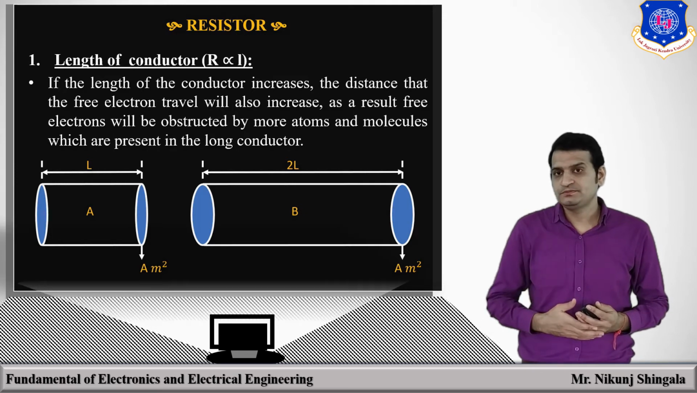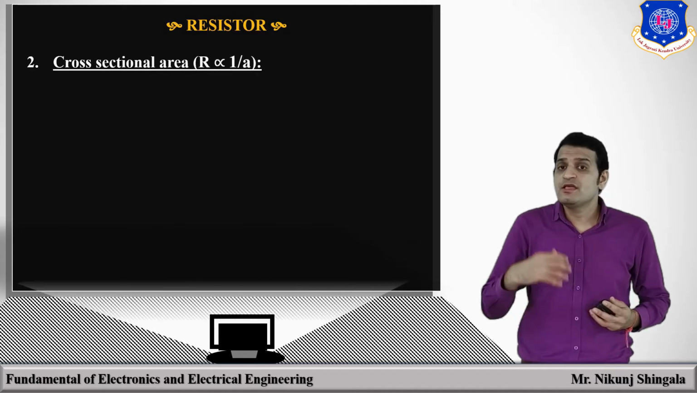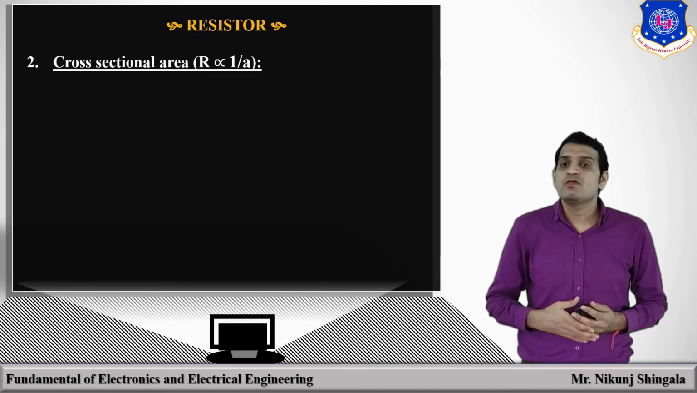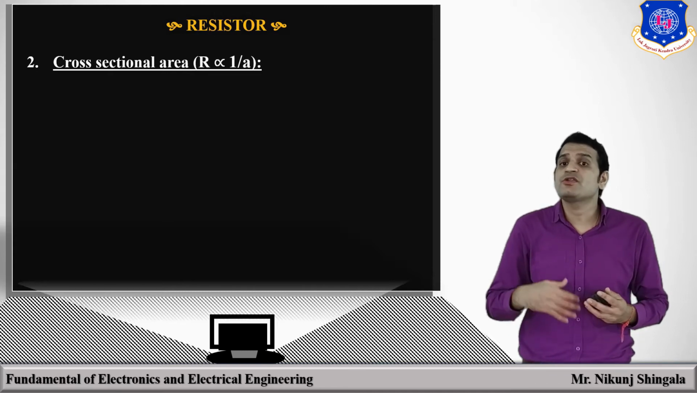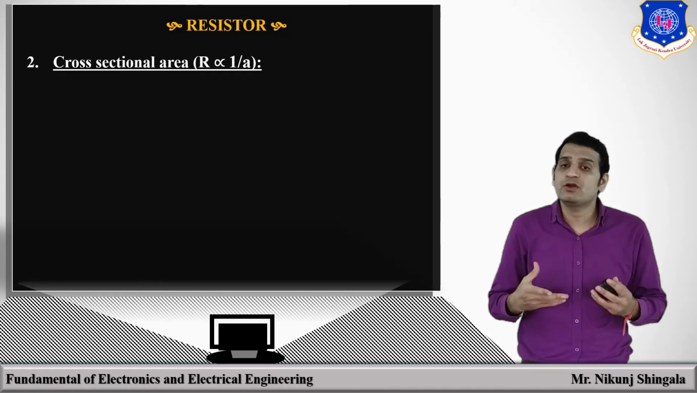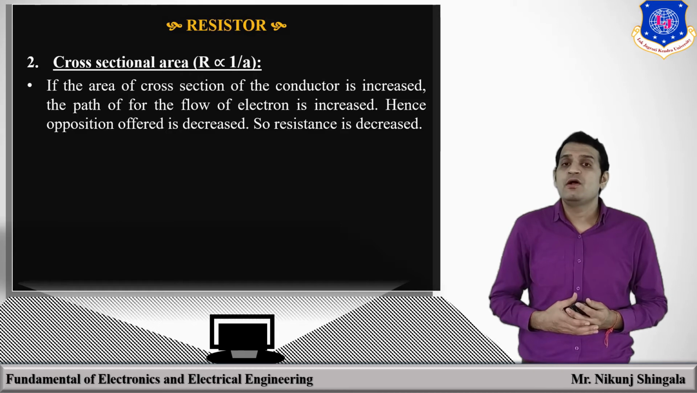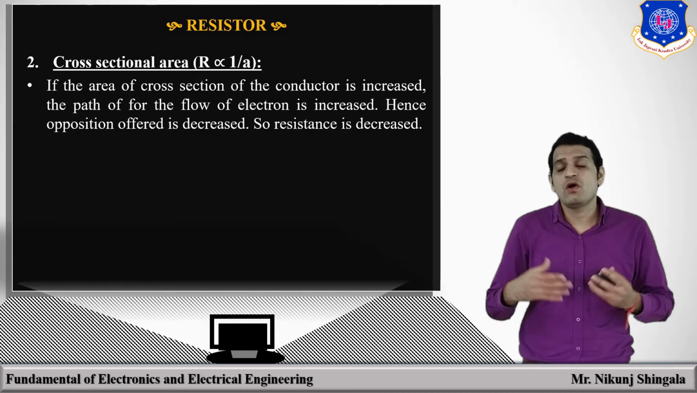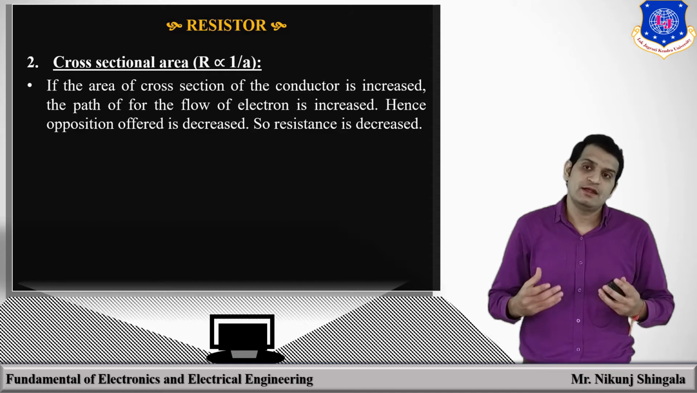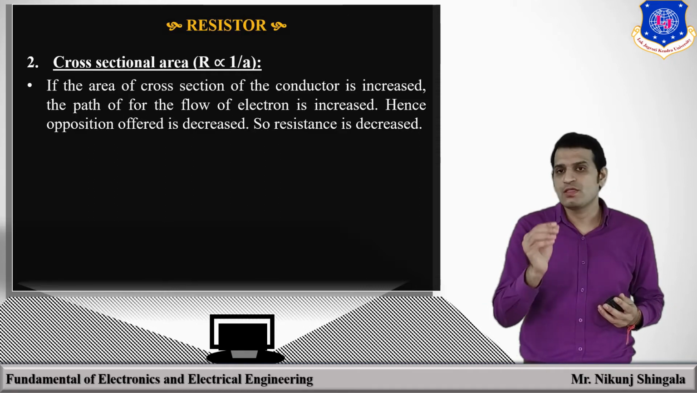The next one, it depends on its cross-sectional area. Resistance is inversely proportional to the cross-sectional area. Why? If the area of the cross-section of the conductor increases, the path for the flow of electrons or current is also increased, and as the path increases, the opposition offered is decreased, and because of that, resistance is decreased. So resistance is inversely proportional to the cross-sectional area.